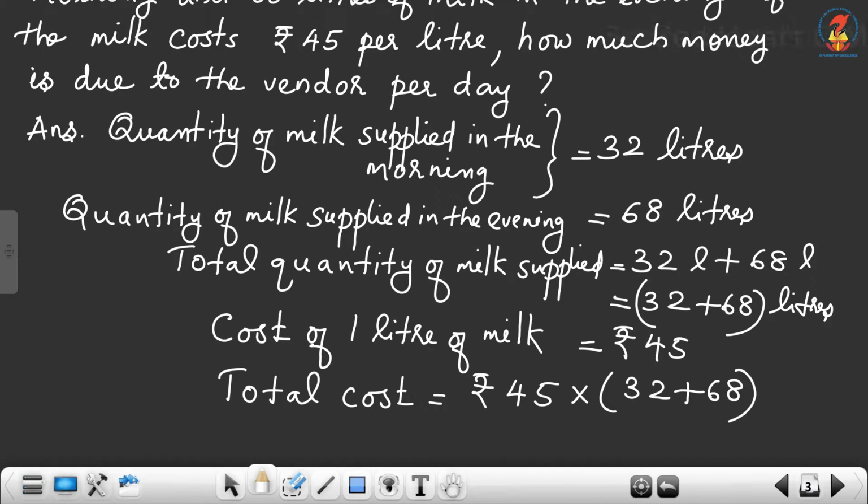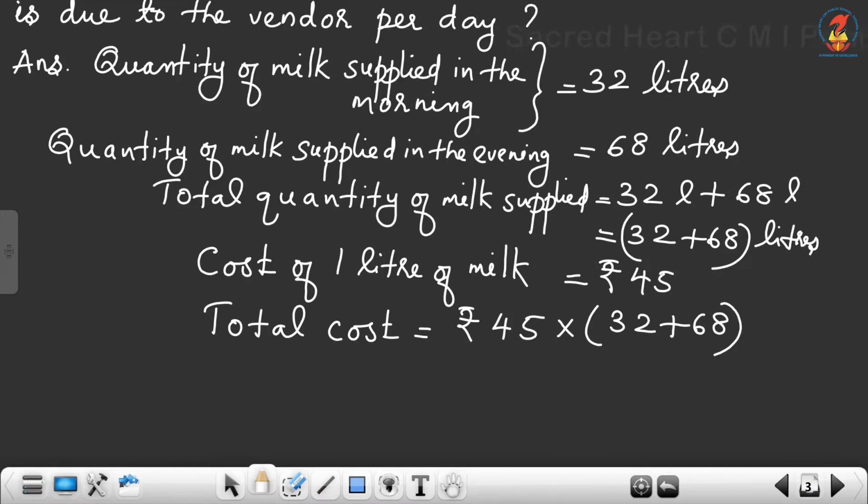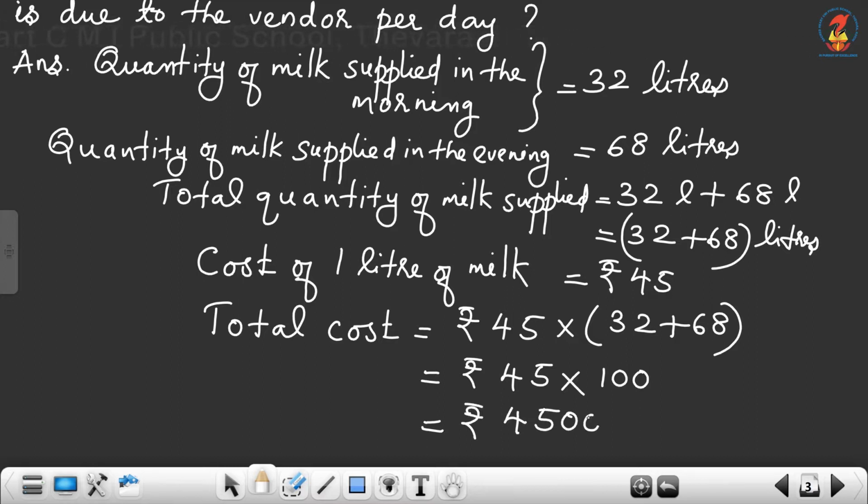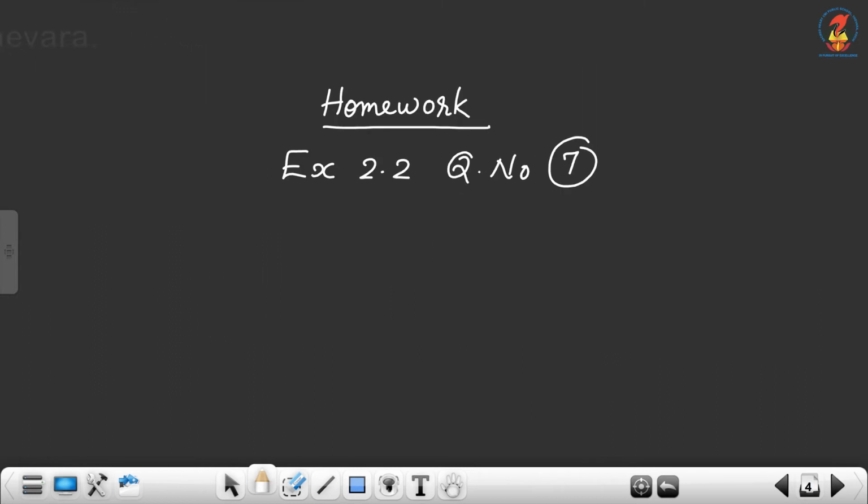Now, what is 32 plus 68? It is 100. So, rupees 45 into 100, which is equal to rupees 4500. So, the total cost is equal to rupees 4500.